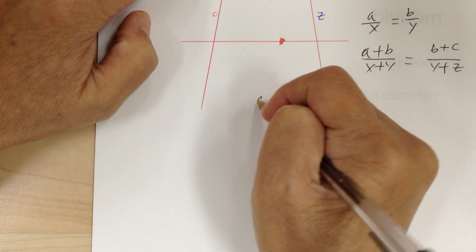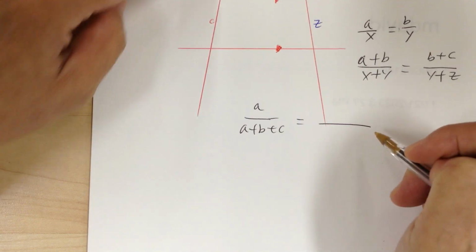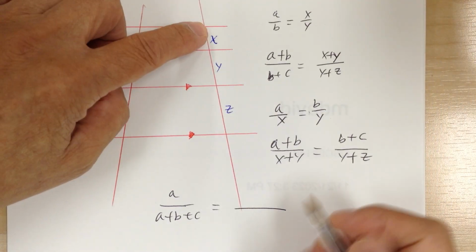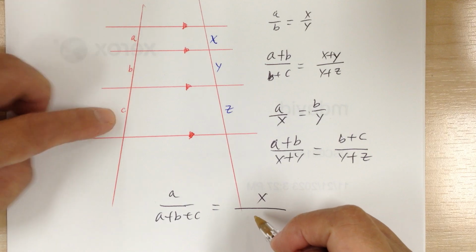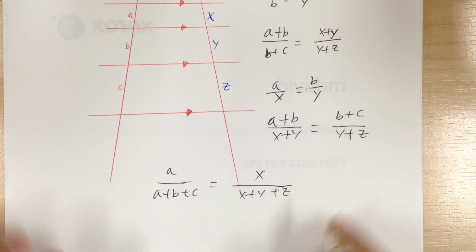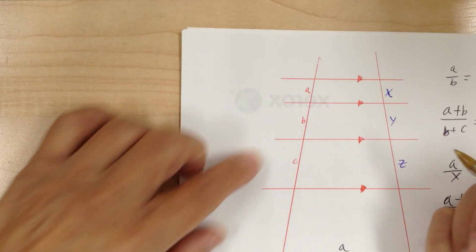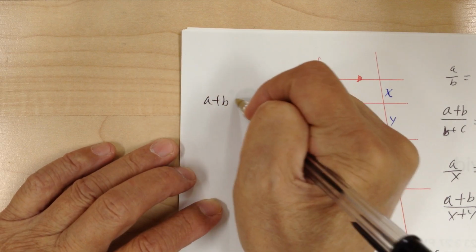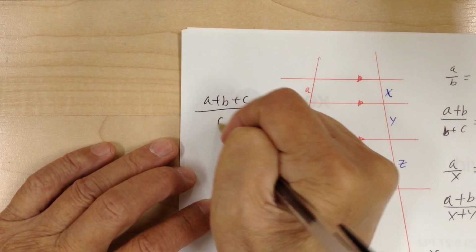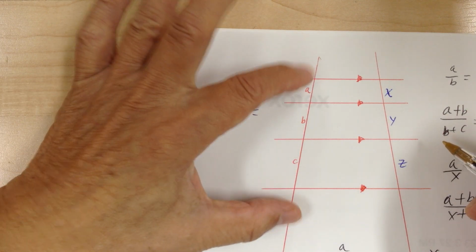If you go back to this again, you can even have A over A plus B plus C, and since A matches with X, this will equal X over X plus Y plus Z. And if you want to flip it upside down, that's fine. For example, let's say you have A plus B plus C over C. What will this equal? You've got A plus B plus C, so that's a whole thing.